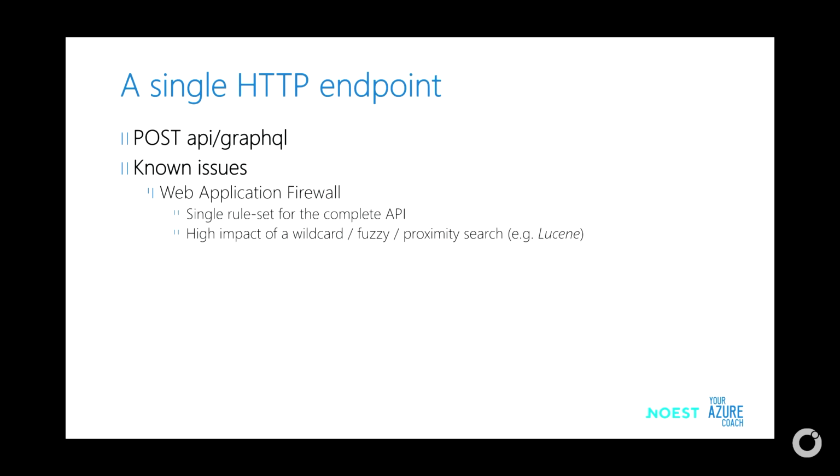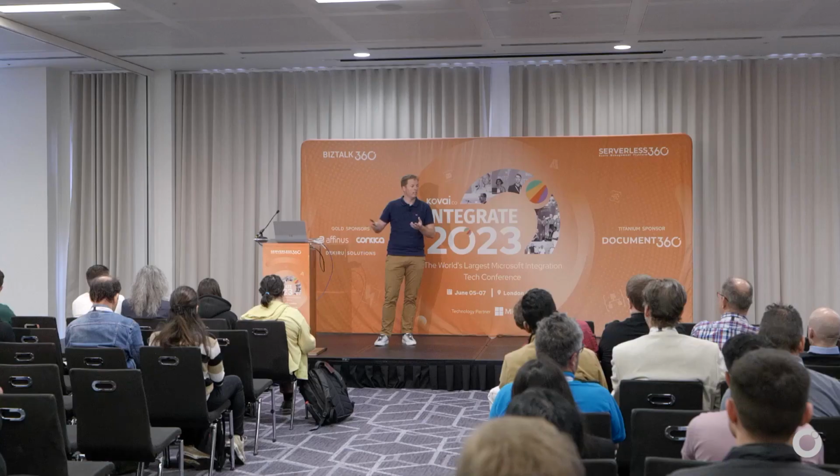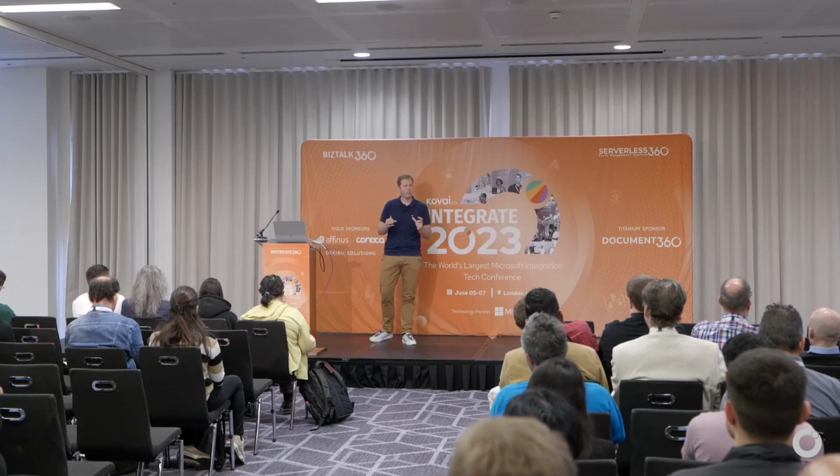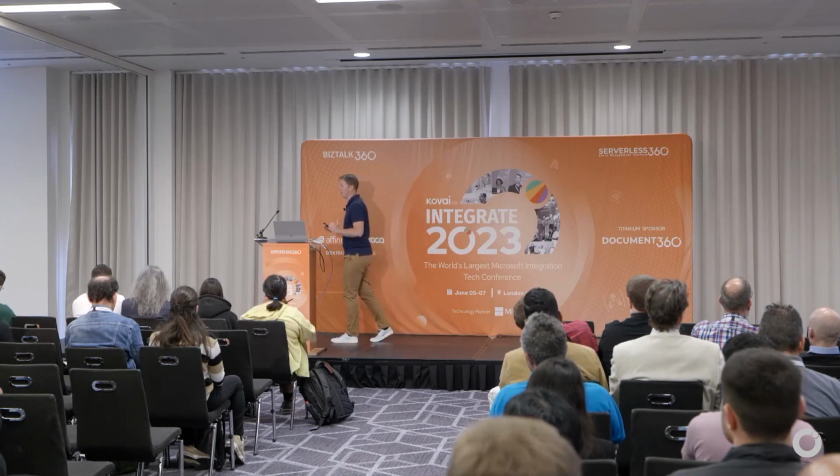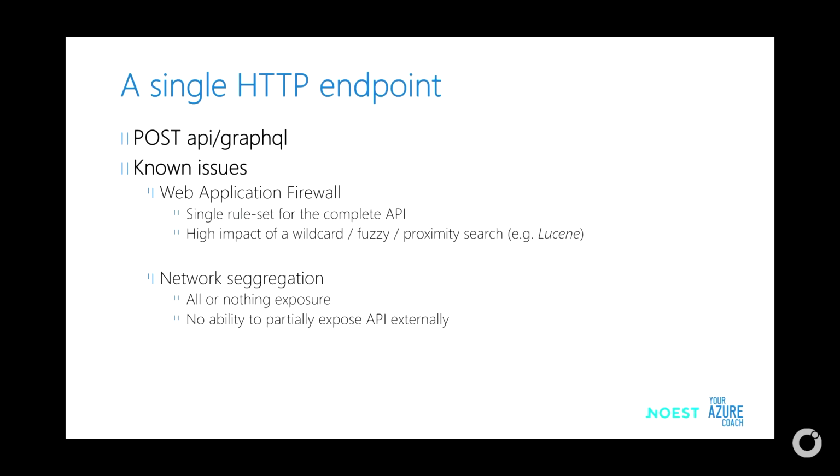And your route is always the same, API/GraphQL. So that's a pity. You can't have differentiating rule sets per operation, you apply it on the complete API. The same thing for network segregation. So sometimes, we say parts of our API, we will move it on the external internet, on public internet. The rest remains internally. This is not possible. You cannot split a GraphQL API somehow with an external and internal part. No, it's all or nothing.